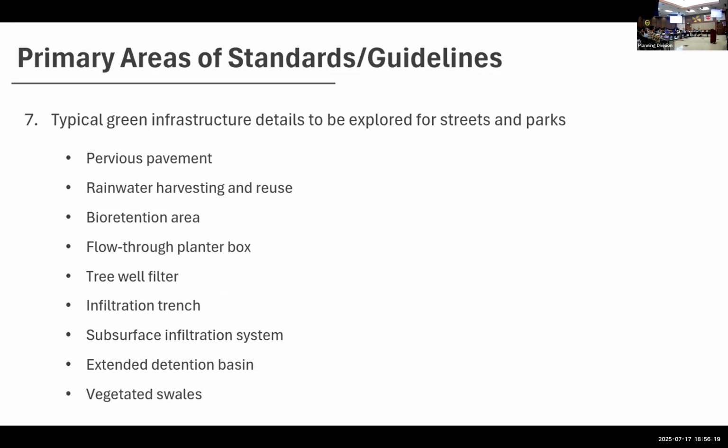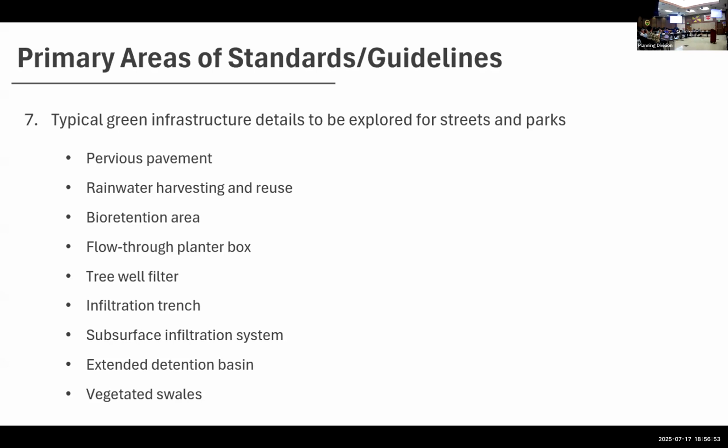Some of the green infrastructure details that could be explored would be looking at pervious pavement details, rainwater harvesting and reuse details, bioretention areas, flow-through planter boxes, tree well filters, infiltration trenches, vegetated swales, etc. So our sub-consultants at Arup are working through this to create some of these details for us for this plan area.